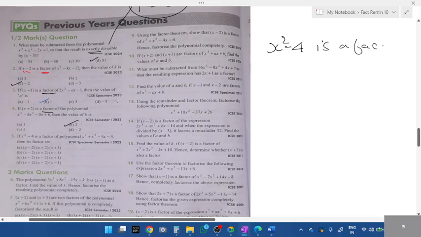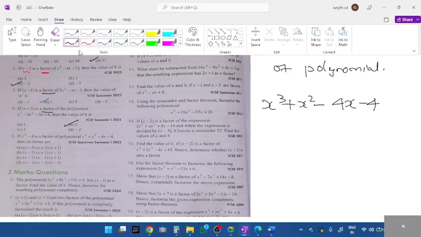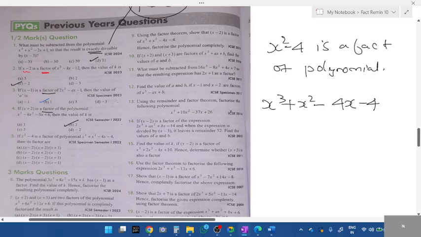Is a factor of polynomial. Which one? What's the polynomial given? X cube plus x square. Okay, there are two ways to do this. Options are given here. I'll show you both the ways. The first one is very complicated. See, now even Tanishka asked the question. Whether to divide this. How will you all divide, students?